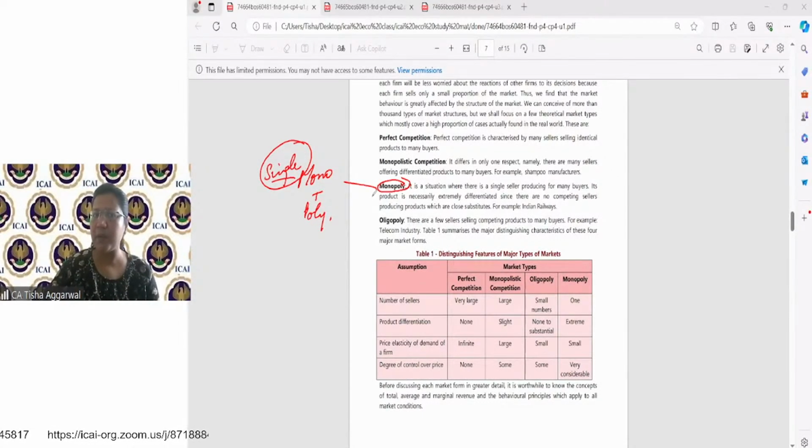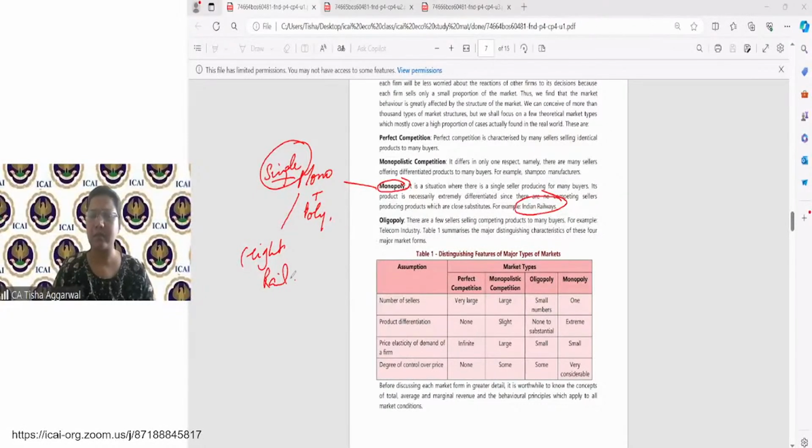Extremely differentiated products, no close substitute, only one seller. The best example is railways. You cannot say, okay, ma'am, I'll take a flight. No, a flight is not a substitute for railways. Okay. Next is oligopoly. The best example is the telecom industry.